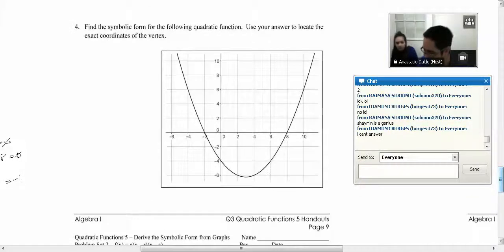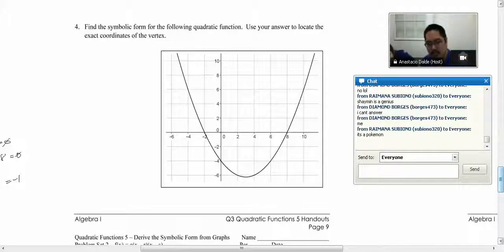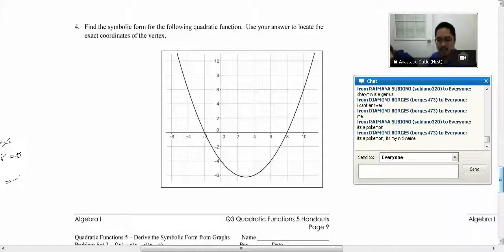Who is Shaman? Shaman. Who? Raimana keeps talking about Shaman. Is Shaman like that Irish? What? Why? It's a Pokemon. Oh. Okay. Oh. Sorry. Anyway.